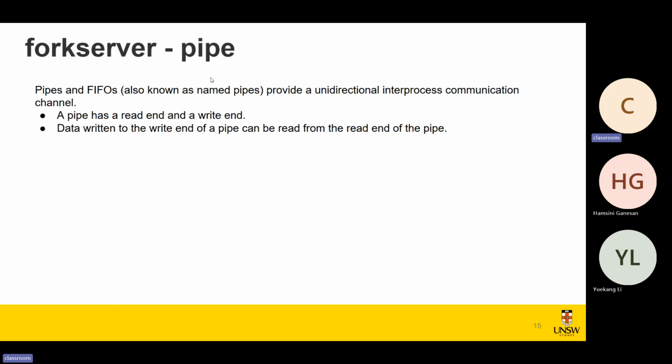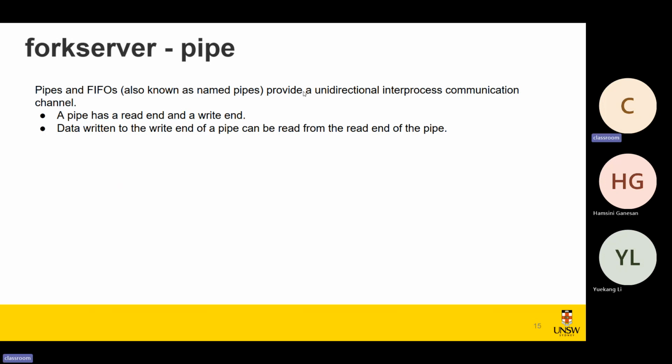So it works like this. There are two types: the first one is called just pipe, and the other one is called FIFO, which is also known as named pipes. FIFO means first in, first out. So basically it's a queue, and we are sending information in as a queue.